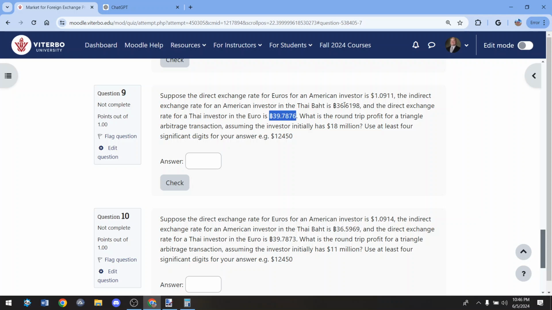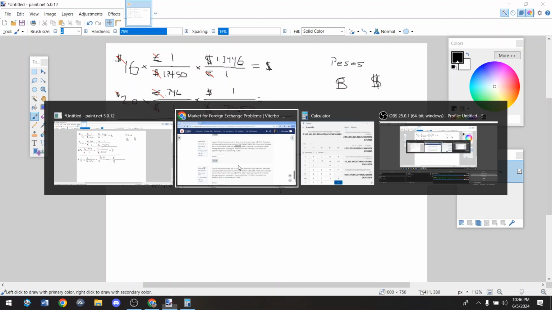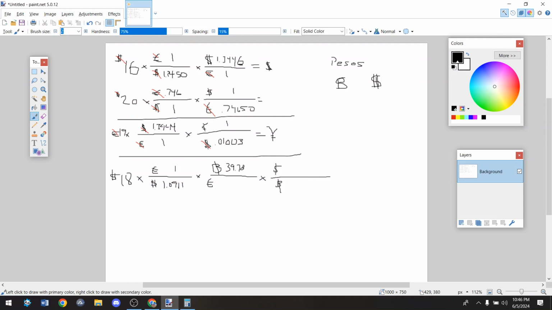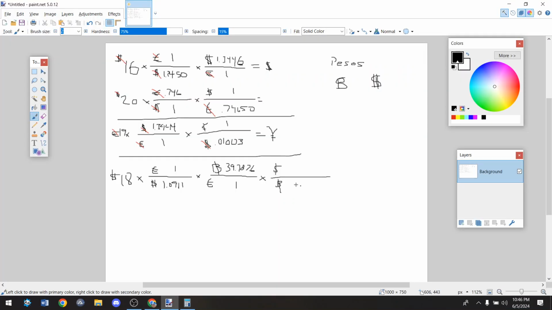They weren't presented in order, so we'll do euros to baht, 39.7876 baht per euro, and the baht was the direct quote. Then baht to dollars is here, and it's a direct quote for Thai baht, 36.6198 to $1. Then dollars cancel with dollars, euros cancel with euros, and Thai baht cancel with Thai baht, and you end up with dollars. So we did our little triangle trip, and let's see what we get.